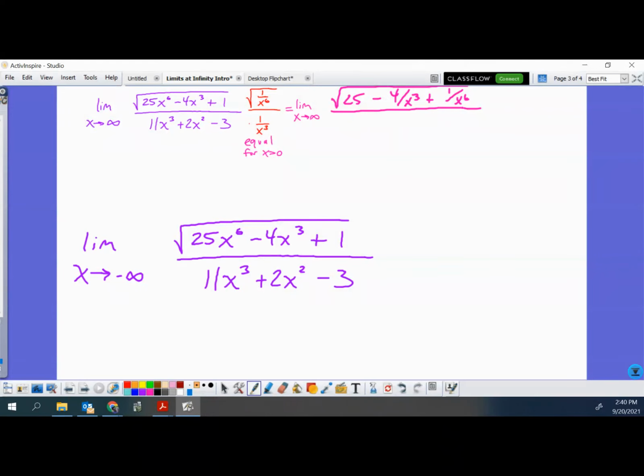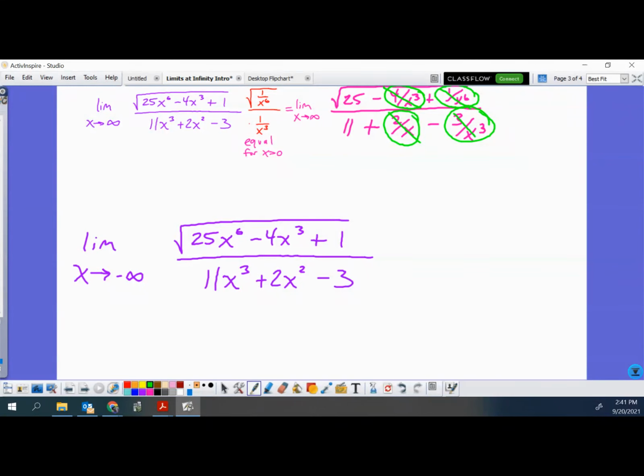On the bottom, we're distributing the 1 over x cubed now, right? That version of it, because I don't have a square root down there. So when I distribute that in, I'm going to have 11 plus 2 over x minus 3 over x cubed. And since I'm taking the limit as x goes to infinity, anything at this point that has an x in the denominator is going to go to 0. And that's the beauty of this technique. All these terms go to 0.